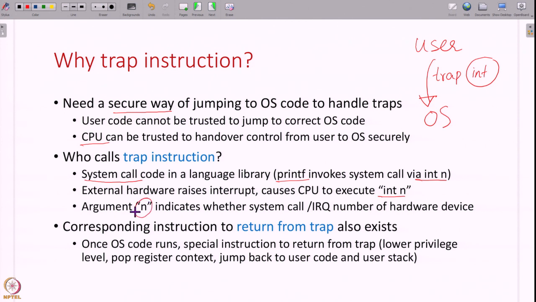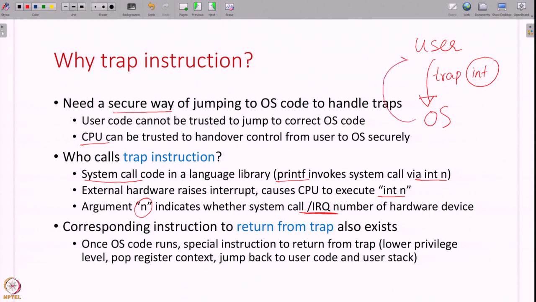And this argument n will indicate what type of event it is, whether it is a system call or otherwise; different hardware devices will provide different values of n. We have seen in a previous lecture that every piece of hardware gets an interrupt request number that is unique to that device. So this n will indicate either a system call, or an interrupt from the keyboard, or an interrupt from the disk and so on. And correspondingly, the CPU can jump to the correct operating system code. So, this trap instruction jumps to the operating system code.